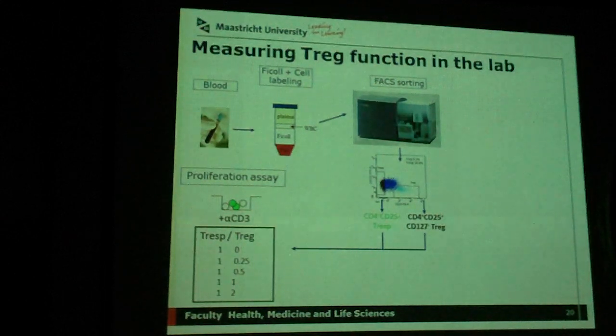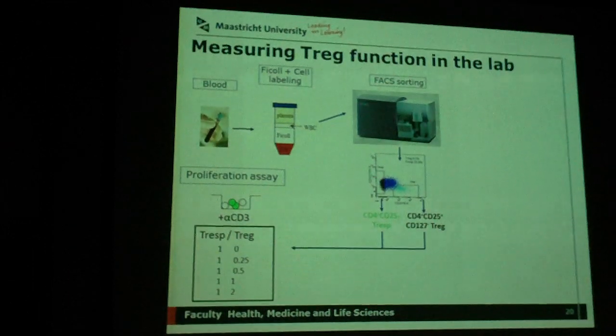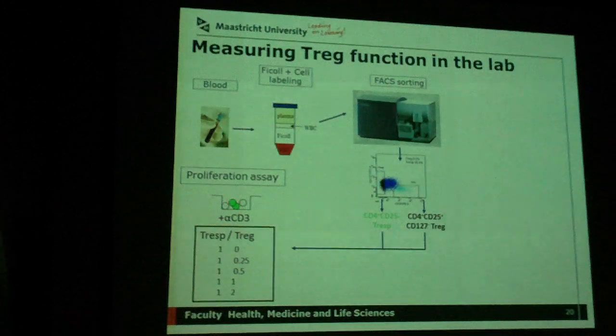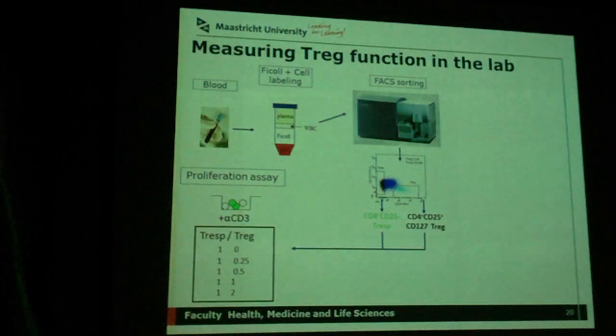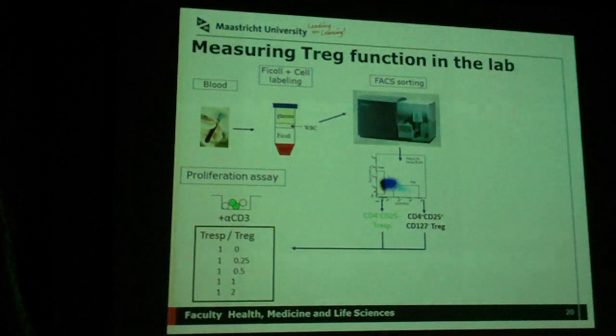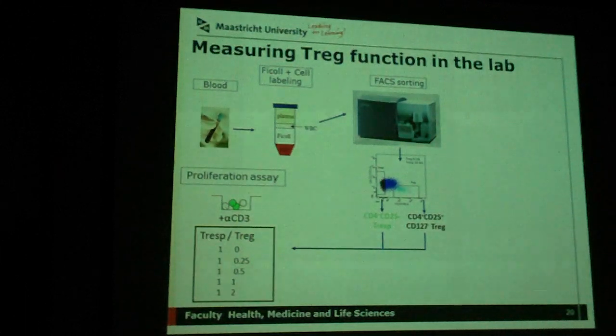Earlier you said that CD127 is the marker for the T regulatory cell, but now I see it's negative? It's indeed the marker, but the idea is that it's lower on the regulatory T cell. Okay. Yeah, as compared to other cells. Okay, thank you.